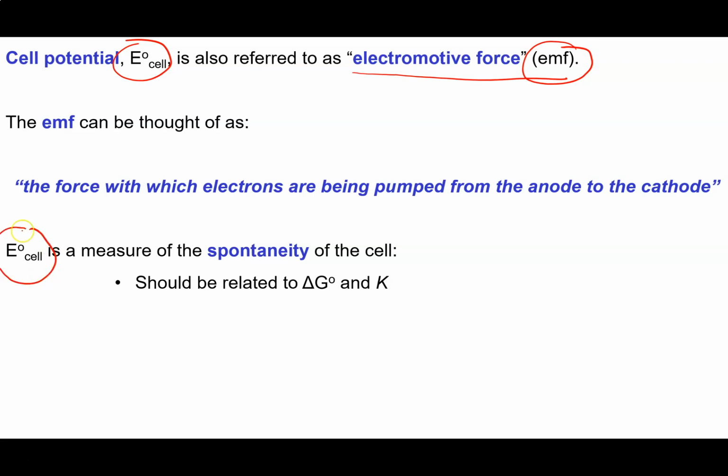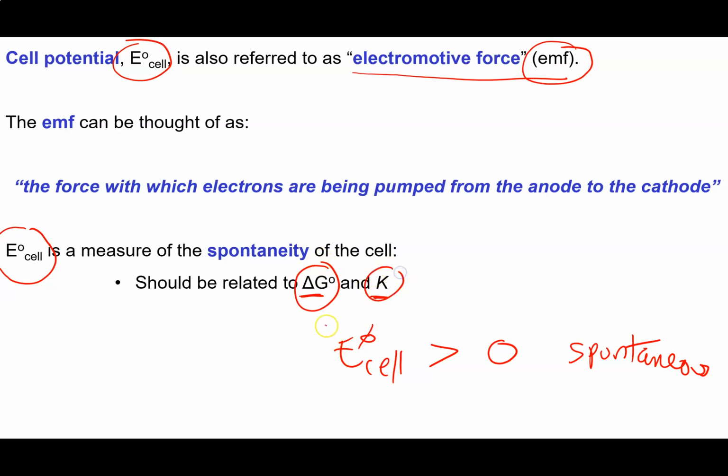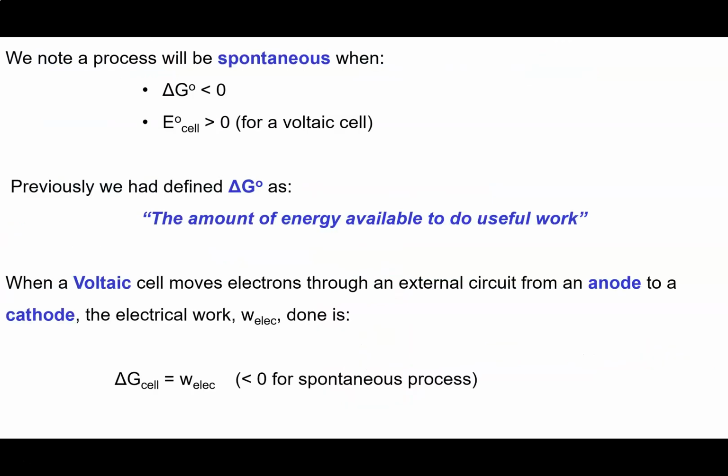What I'm really getting at here is that the cell potential is a measure of the spontaneity of the cell, and it should be related to delta G, and it should be related to K. And what we know about the cell potential, or the EMF, is that the cell potential must be greater than 0 for a spontaneous process. So, delta G naught, K, and cell potential are all measures of the spontaneity of a process, and it should be possible to relate all three quantities.